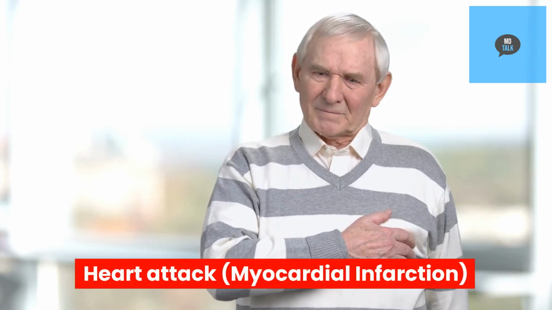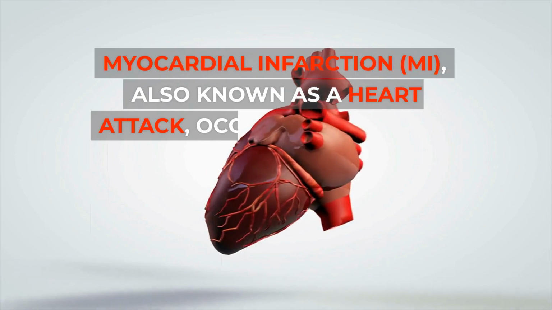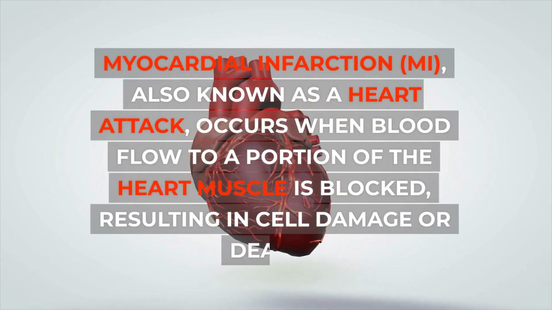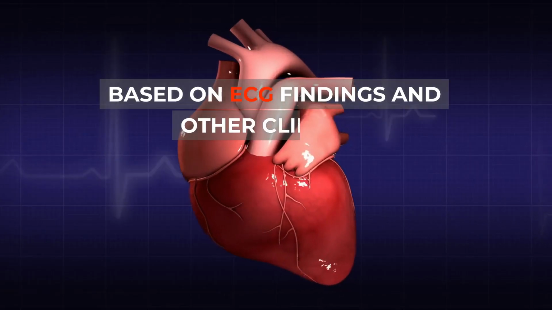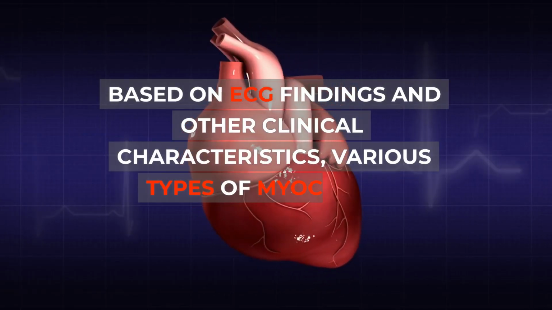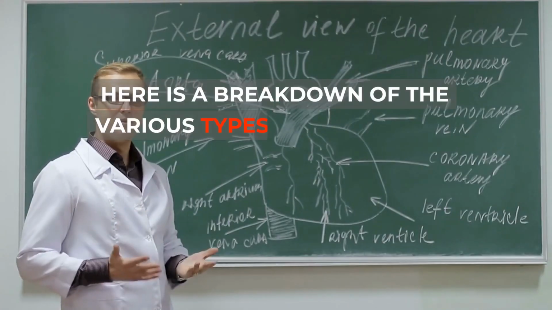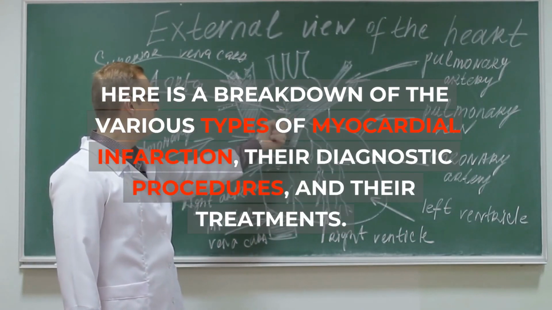Heart attack, myocardial infarction. Myocardial infarction, MI, also known as a heart attack, occurs when blood flow to a portion of the heart muscle is blocked, resulting in cell damage or death. Based on ECG findings and other clinical characteristics, various types of myocardial infarction exist. Here is a breakdown of the various types of myocardial infarction, their diagnostic procedures, and their treatments.